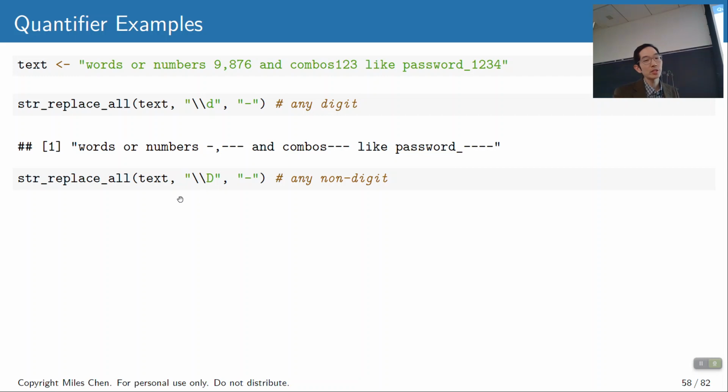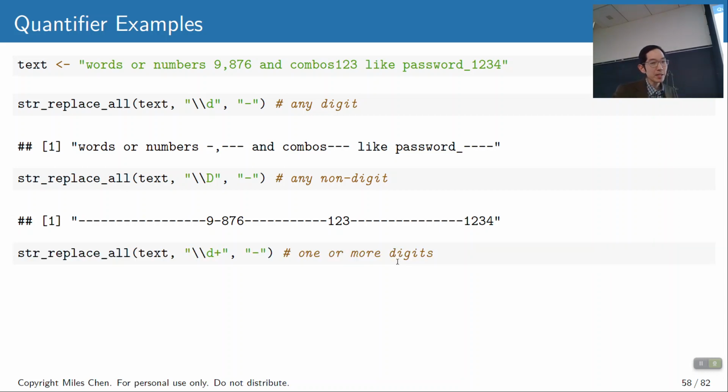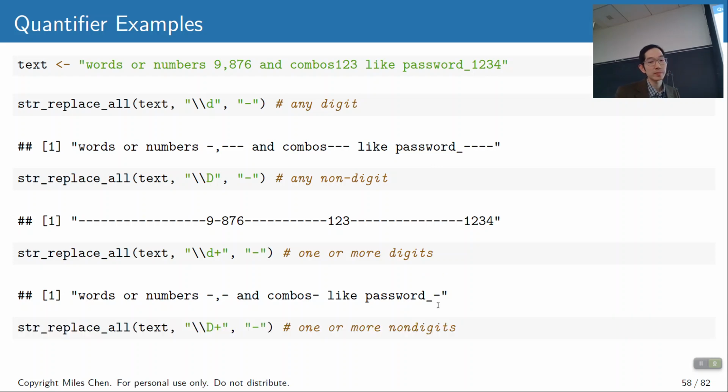Replace all non-digits with a dash, so we get the opposite here. All the spaces are considered non-digits as well, so everything gets replaced with a dash except for the digits. This says replace one or more digits with a dash. So the 9 will get replaced with a dash. The 876 get replaced with one dash. The 1, 2, 3 gets replaced with one dash, and the 1, 2, 3, 4 get replaced with a single dash. Okay, and this is the opposite.